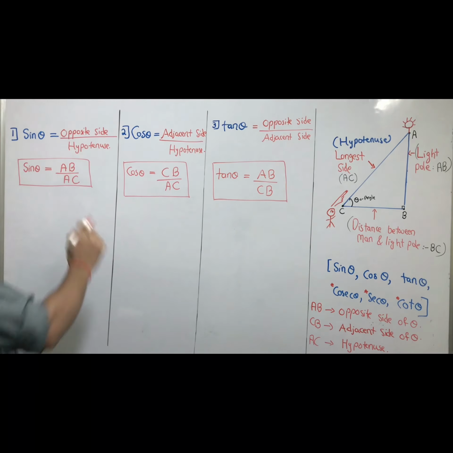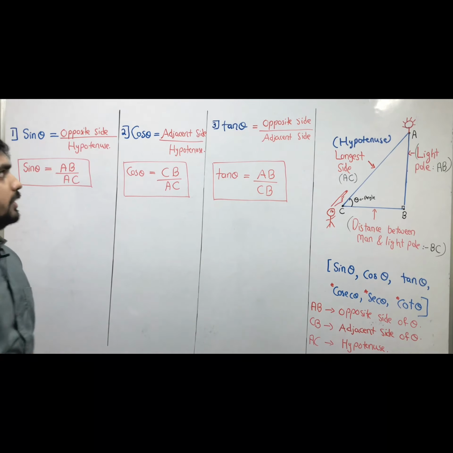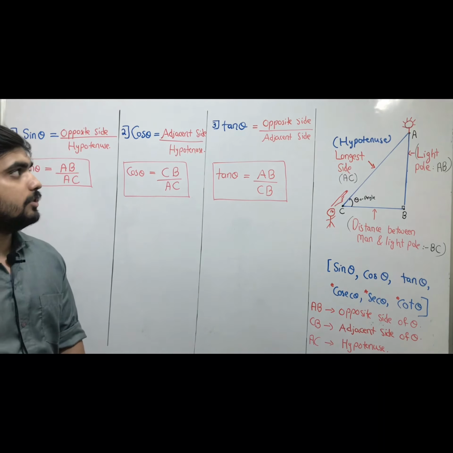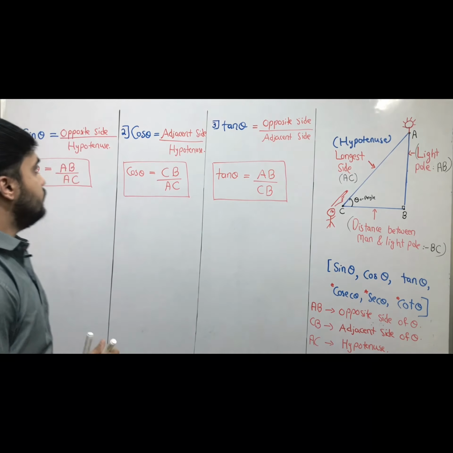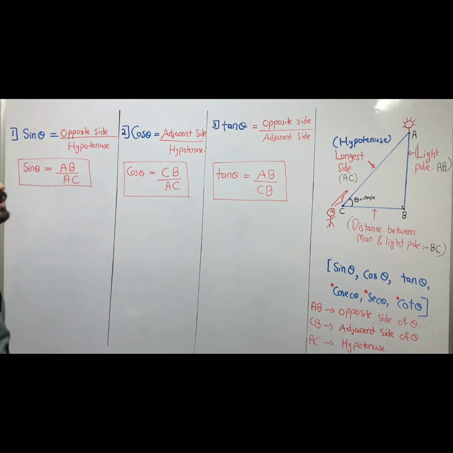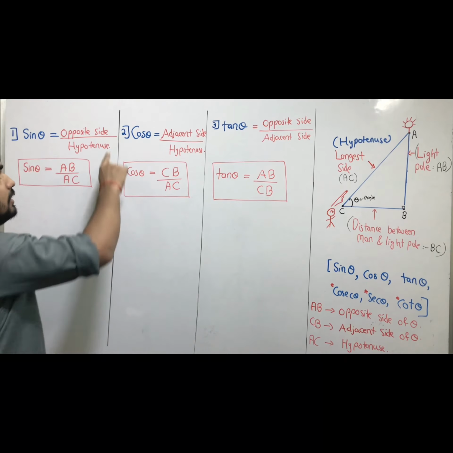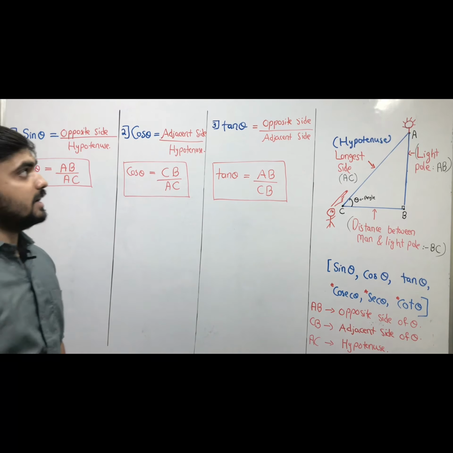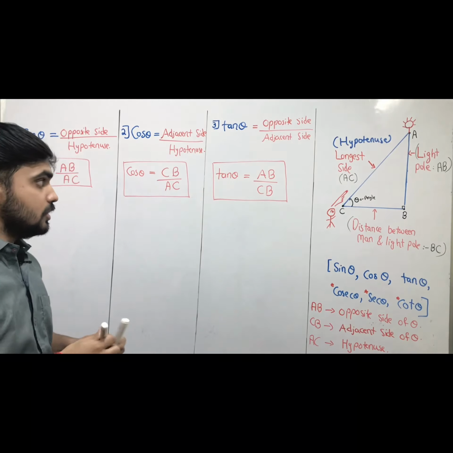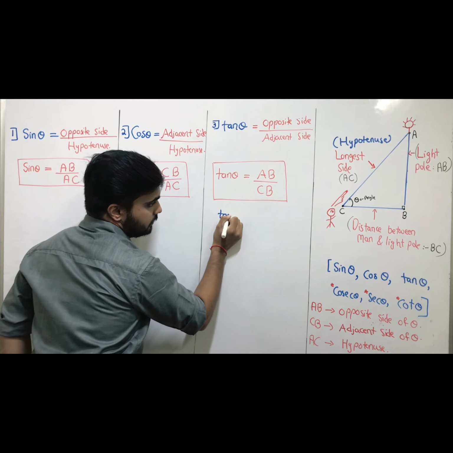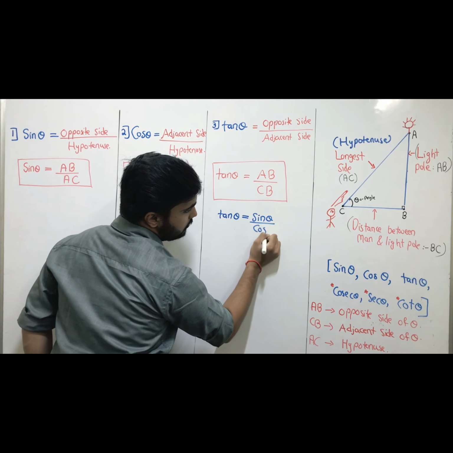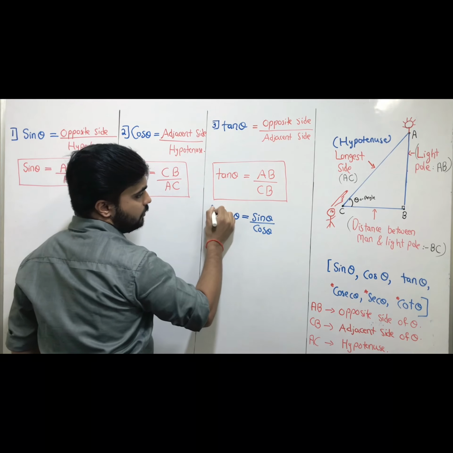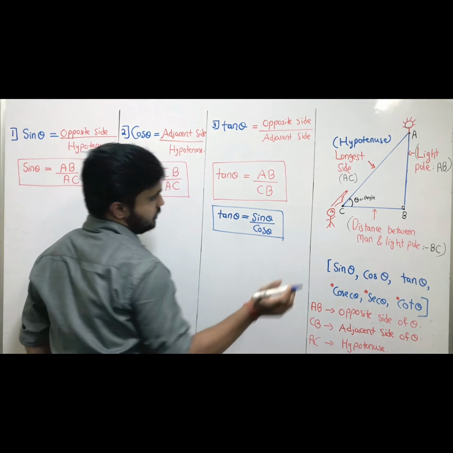Okay. So sin theta is opposite side upon hypotenuse. Cos theta is adjacent side upon hypotenuse. Tan theta is opposite side upon adjacent side. Now if we divide sin theta by cos theta, what happens? Hypotenuse gets cancelled, okay, and we get opposite side upon adjacent side. So that is formula for tan theta. So we can also say that tan theta is equal to sin theta upon cos theta. So this is one more formula for tan theta.